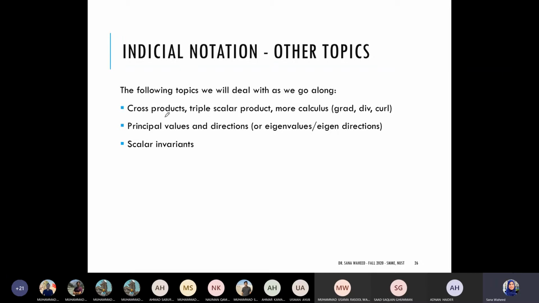हमने नहीं किए, vectors के cross products. There's something called the triple scalar product. We haven't dealt with that in index notation. And then there's actually loads more calculus.